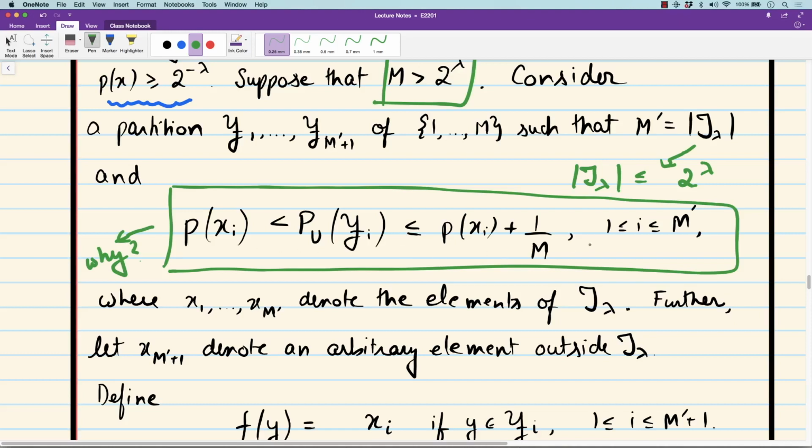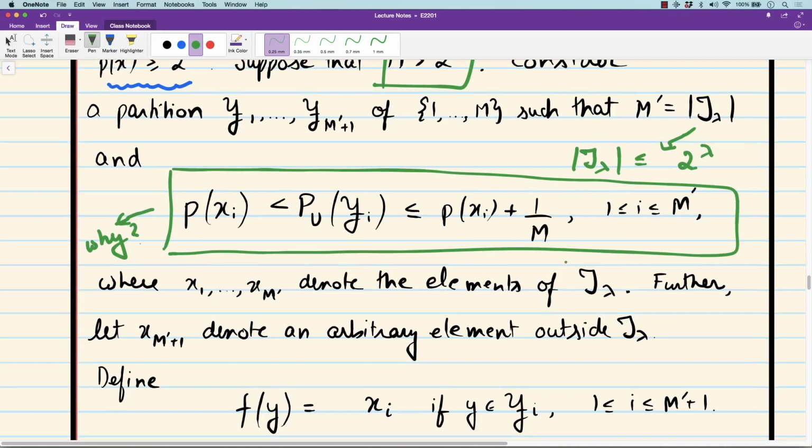So you can convince yourself that this kind of partition y1 to y m prime plus 1 can be designed. It's just a very simple account keeping. This u is the uniform distribution. So now this is what we have done. We have constructed these parts, just one more than the number of elements in T lambda. And each part has probability, for the first m prime parts, between the probability of elements here plus 1 by m. So we roughly have these parts which have probabilities of these elements.